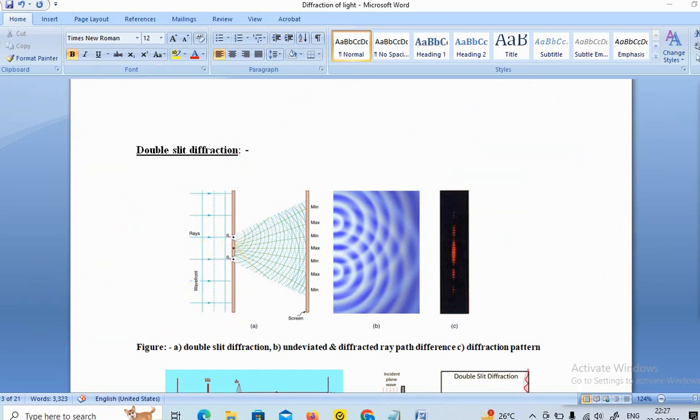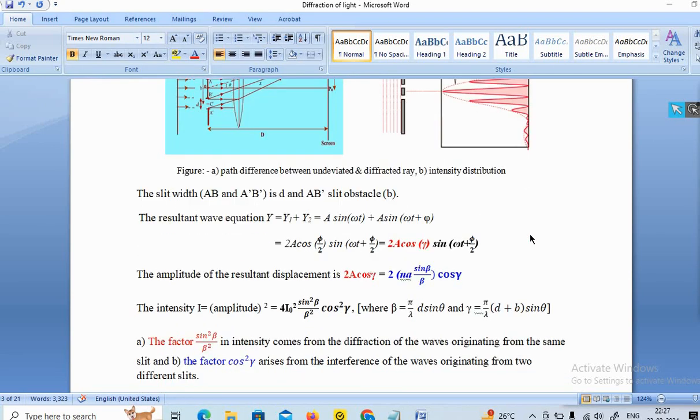So let me just check the derivation part. You have this expression Y1, Y2, and finally you have 2A cos phi by 2. I am representing it by gamma. We have a similarity with respect to beta. So the intensity term is 4I0, actually this is 4I0, this will not be squared. N into A whole square is I0, so 4I0 sin square beta by beta square into cos square gamma, where gamma is denoted as phi by 2.